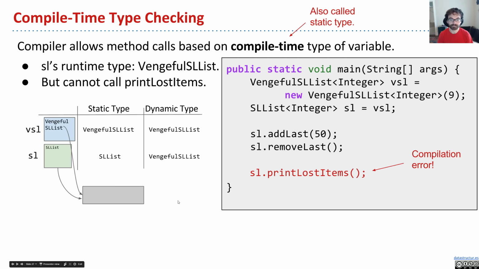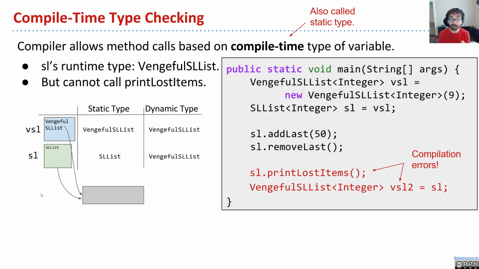It cannot run. And actually the same thing happens on this next line. Whenever I try to assign the address of this VengefulSList to a new variable, VSL2, not pictured here because it crashes, I could not copy the contents from this SList memory box to a VengefulSList box, because the compiler will say it cannot take an SList and copy its address to a VengefulSList, even though you and I both know that the runtime type is VengefulSList. So why is that? What's the idea here?